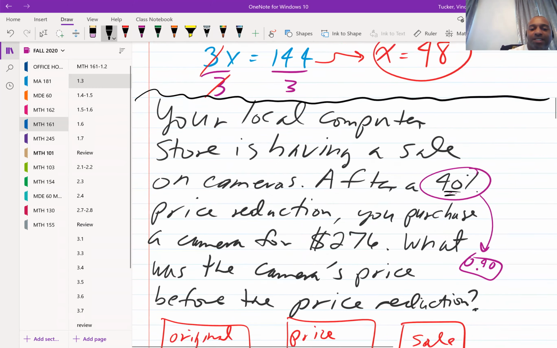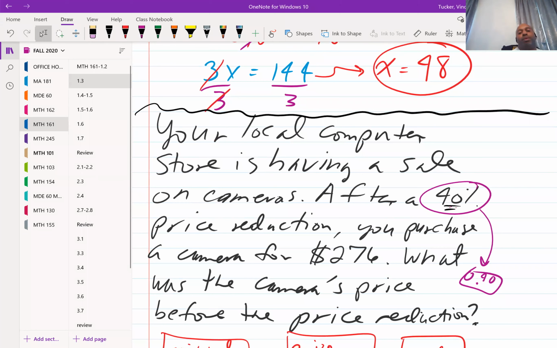All right, so let's look at this next one. Your local computer store is having a sale on cameras. I can write sale better. After a 40% price reduction, you purchased a camera for $276. What was the camera's price before the price reduction?